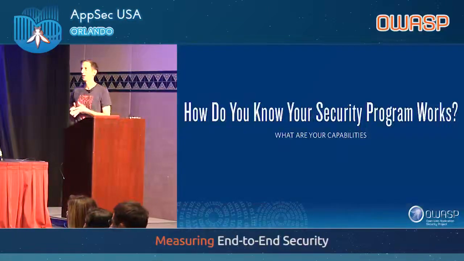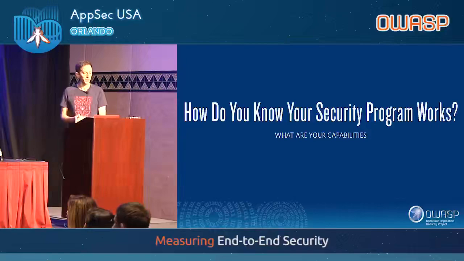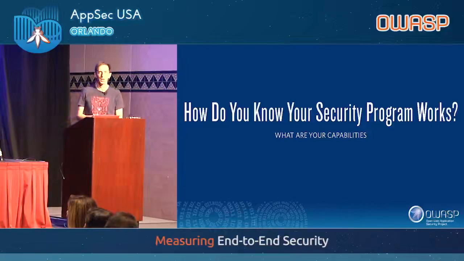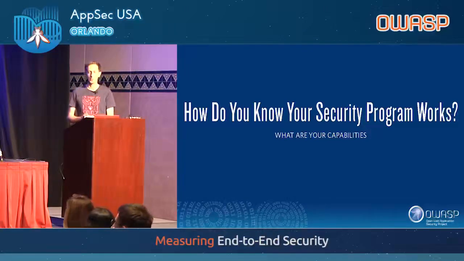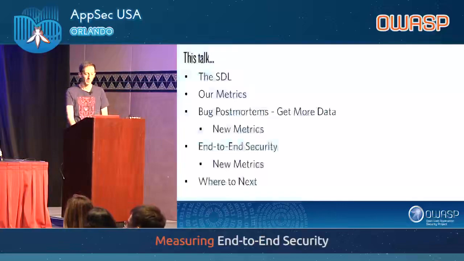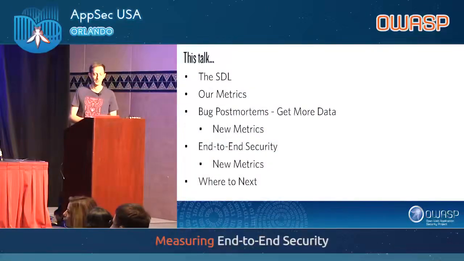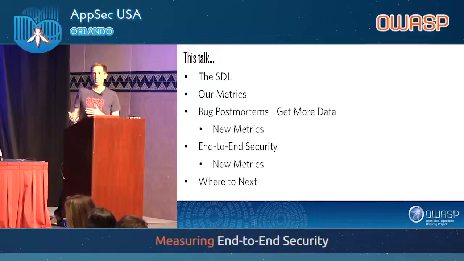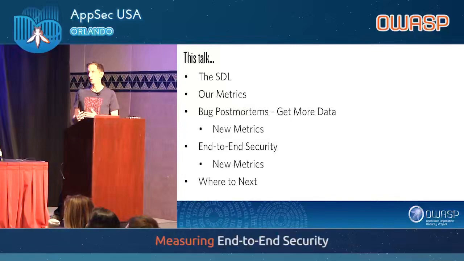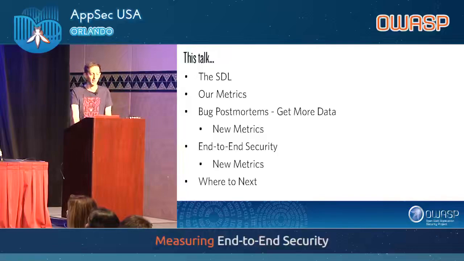The question we wanted to answer was, how do we know our security program is working? What other measurements can we add? So in this talk, we're going to talk about Twilio's SDL, the metrics that we started with, then bug postmortems. This is a process we added. I don't think it's especially new or interesting, but we're doing it in a very interesting way, I think. And then some new metrics that come out of that.